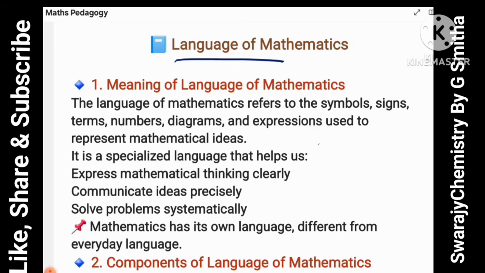Mathematics is not only about numbers and calculation. It has its own language, just like English or Kannada. So let us now understand what is meant by the language of mathematics. The language of mathematics refers to the symbols, signs, terms, numbers, diagrams and expressions that are used to represent mathematical ideas. This special language helps us to express mathematical thinking clearly, communicate ideas precisely, solve problems systematically. That's why we say mathematics has its own language which is different from everyday language.